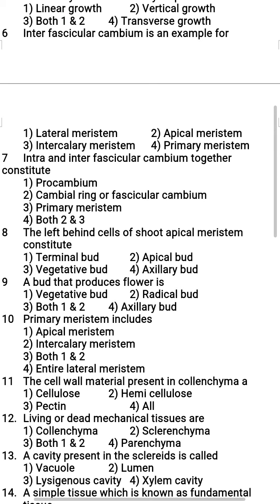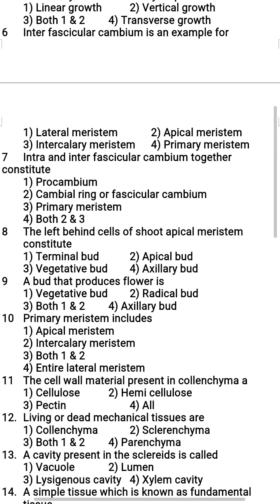Students, let me explain this question in detail. Interfascicular cambium is an example for lateral meristem. This is a most important question and a repeated question from KCET 2016. So interfascicular cambium is an example of lateral meristem in the trees and plants, which is present alongside the axillary buds. Please make a note of it.